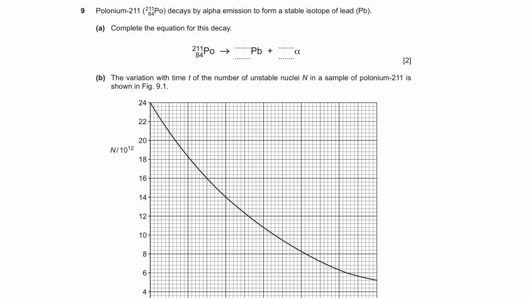Question 9 says, polonium-211 decays by alpha emission to form a stable isotope of lead. Complete the equation for this decay. So alpha is 4 nucleon number, 2 is the proton number. The equation should balance out. So this has to be 207, because 207 here plus 4 here gives you 211. And this should be 82.